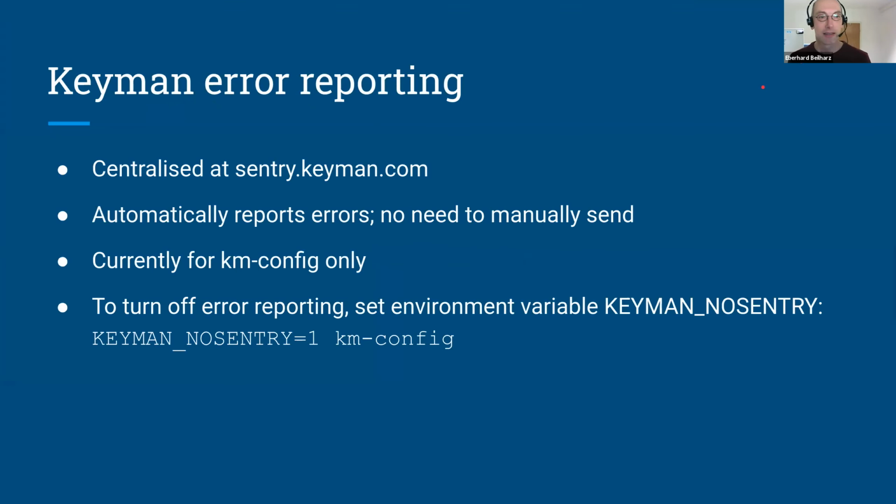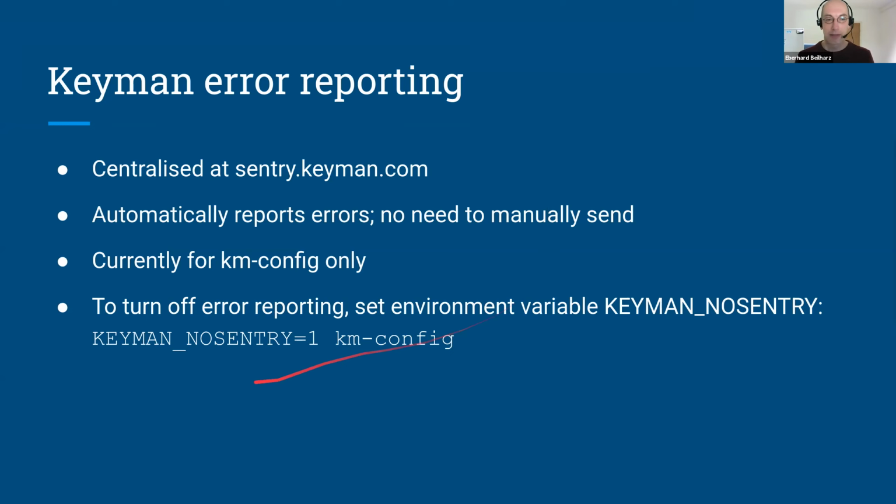So another feature we added is the Keyman error reporting. What this does is if the program encounters an error condition, it sends an error report to sentry.keyman.com. And that works automatically, so you don't have to do anything manually. These reports allow us developers to see that something went wrong and allow us to fix the problems in the code. The error report contains the exact location where the error happened in the code, together with some additional information like the operating system and version, the Keyman version, host name, and it might contain the name of the Keyman keyboard or the search you did. And it doesn't contain any keystrokes or any other private information.